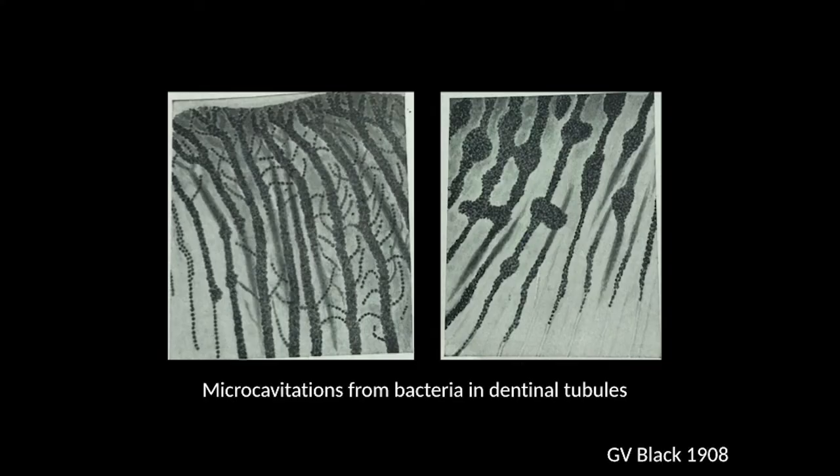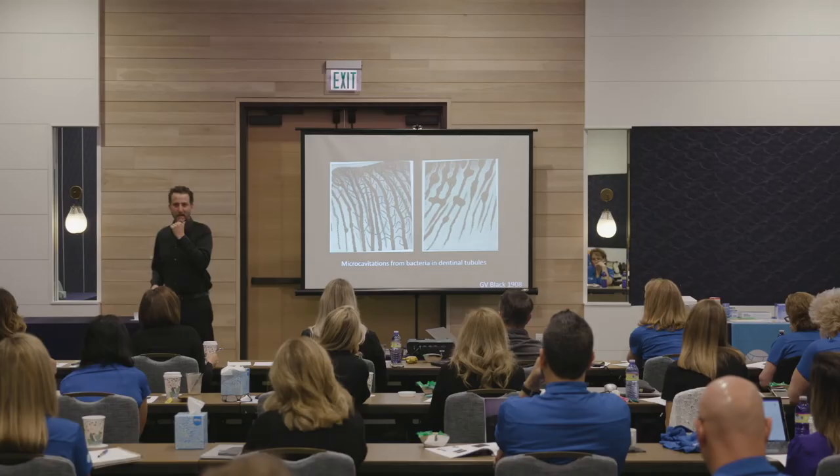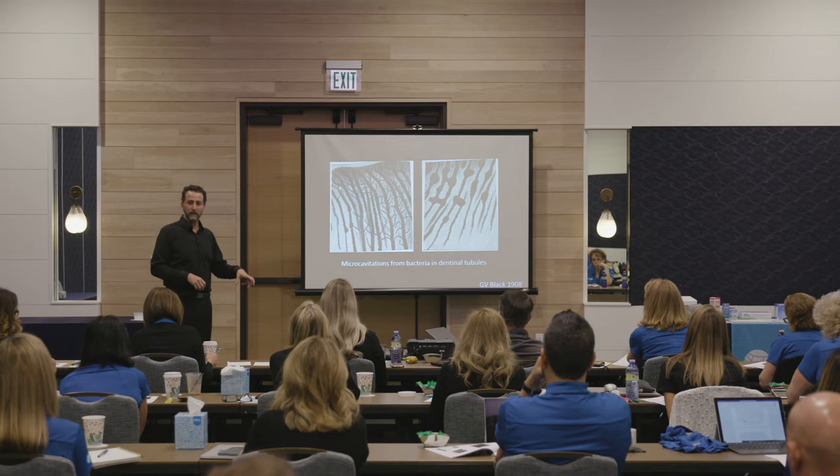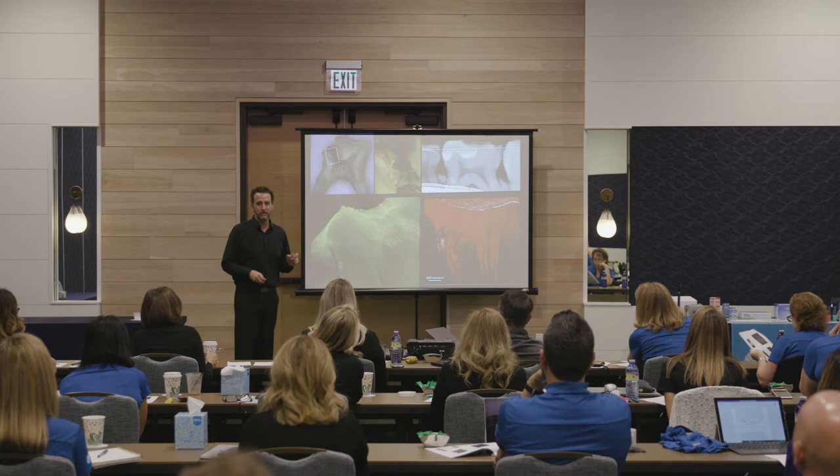This is one of my favorite figures ever. This is from 1908, back in the day when you would look in a microscope and draw by hand what things looked like. And this is G.V. Black drawing bacteria in dentinal tubules, kind of like what we saw earlier. So the way that cavities grow, of course, is that the bacteria invade from the outside, but then they create these little microcavitations. There are little pockets where bacteria are growing and starting to eat away the dentin, creating little niches for themselves. And what we're seeing is that not only does silver fluoride penetrate into there and kill the bacteria, but it leaves silver solids in those microcavitations.